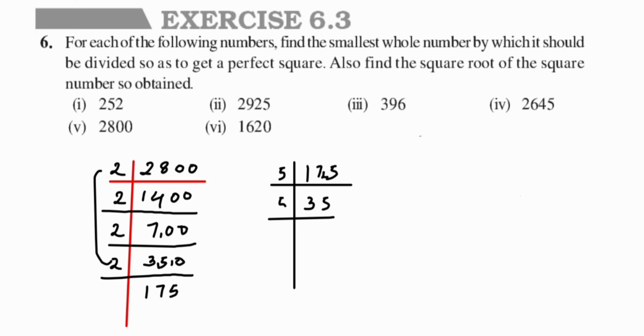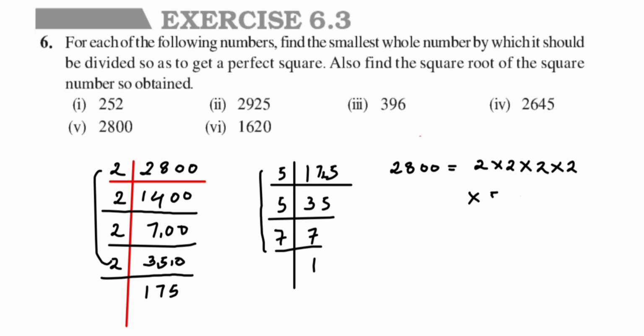3s are 15 and 2 is left, 5 is 25, and then 5 7s are 35 and 7 1s are 7. So let me write down what I got here. 2800 is equal to, write down all the factors you got. This will be a bit lengthy. So 2 into 2 into, again 2 into 2 into 5 into 5 into 7.